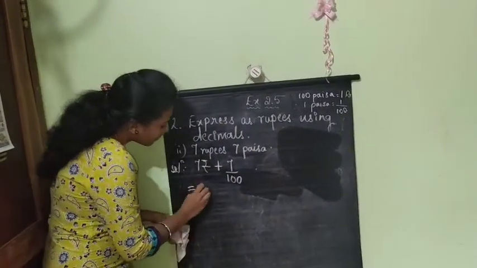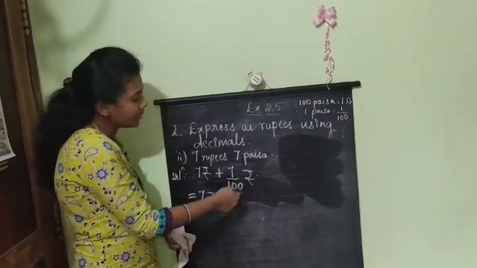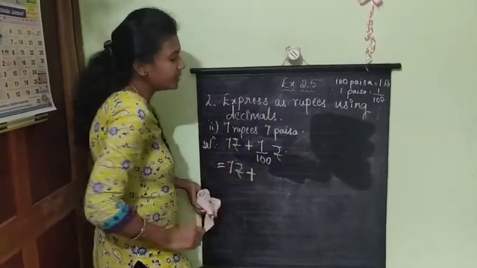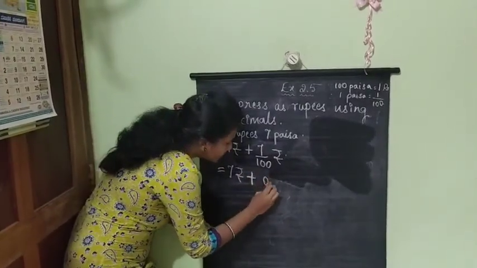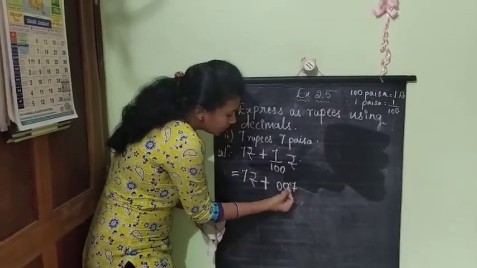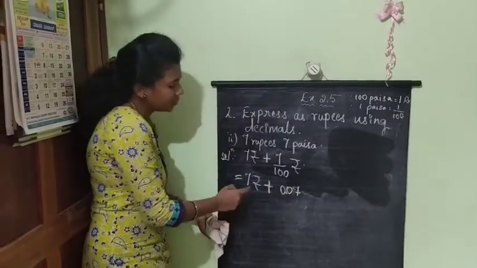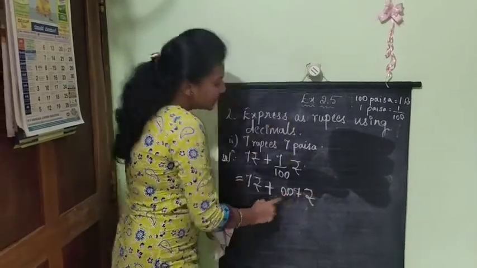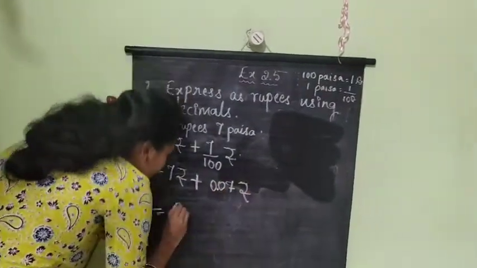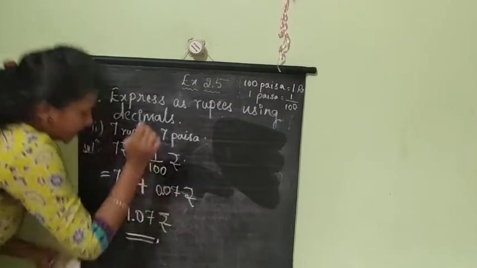What is the next step? 7 rupees. This is also in rupees now because paisa is converted into rupees here. 7 rupees plus 7 divided by 100. How can we write this? You know it. See, I'll write 2 zeros and then the number 7. After 2 zeros, you have to put a point, that is 0.07. So 7 rupees plus 0.07 rupees. So the answer is, yes, 7 plus 0.07 is 7.07 rupees. This is the answer.